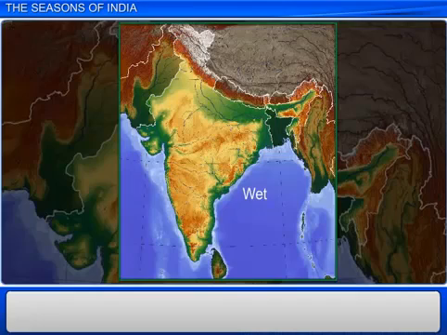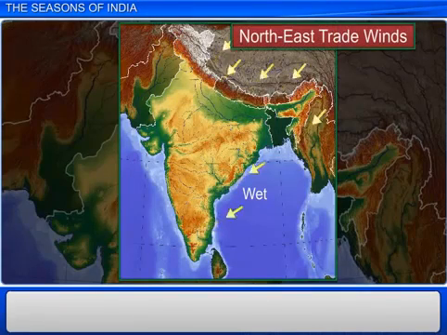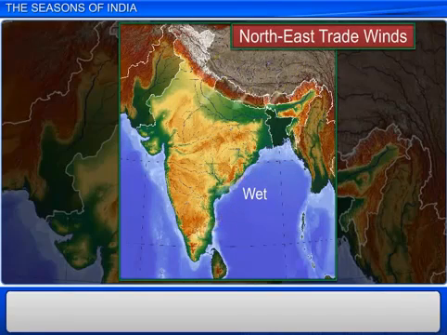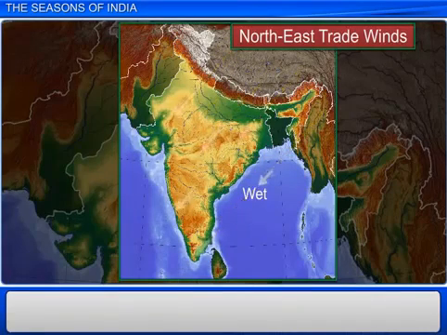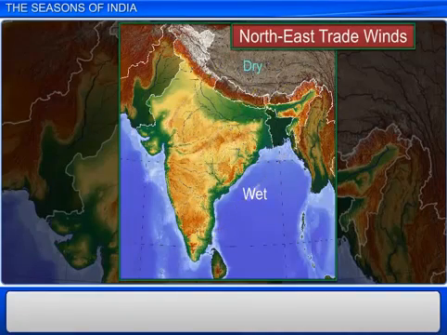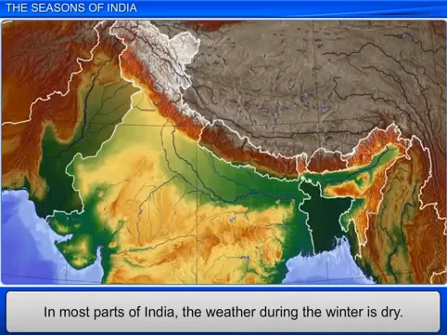During winter, the northeast trade winds blow over the country. As these winds blow from land to sea over most parts of India, they are dry. So, in most parts of India, the weather during the winter is dry.